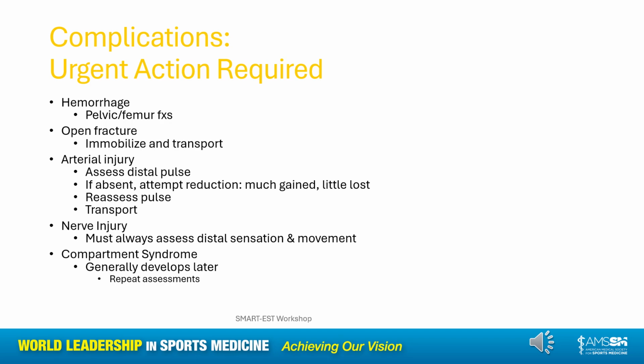Once you've attempted and made your reduction, you reassess the pulse, document, and transport. When you're dealing with nerve injuries, you always want to make sure you're assessing distal sensation and movement. Keep in mind that especially with lower extremity dislocations, compartment syndrome can develop. This generally develops later after the reduction, and that's why repeat assessments are so critical.